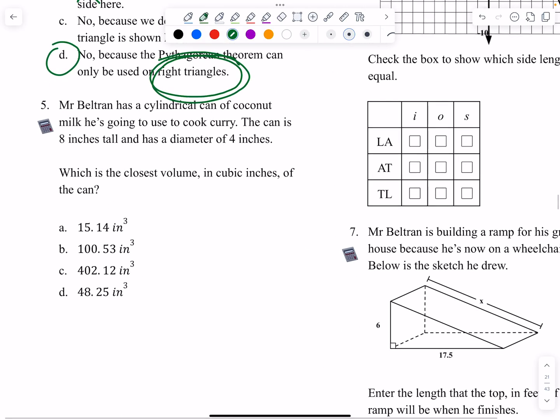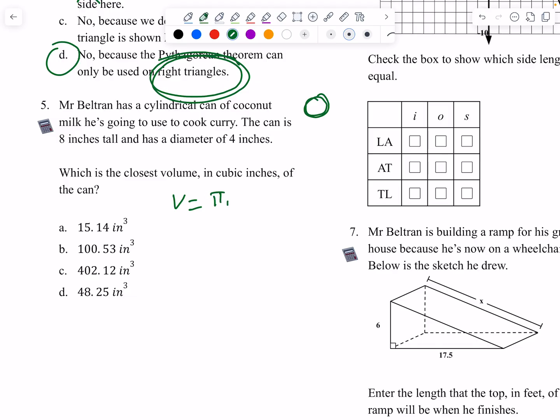Okay, number 5. Mr. Beltran has a cylindrical can of coconut milk he's going to use to cook curry. Yum. The can is 8 inches tall and has a diameter of 4 inches. Which is the closest volume in cubic inches of the can? Oh, yeah. So notice all these numbers are pretty spread out. So the trick with this one is, do you know the equation for the volume of a can?